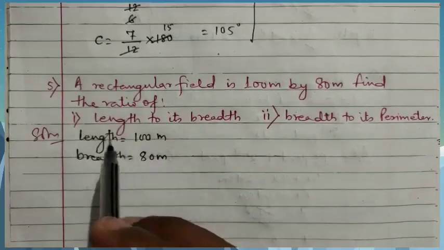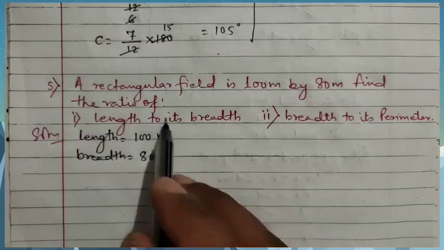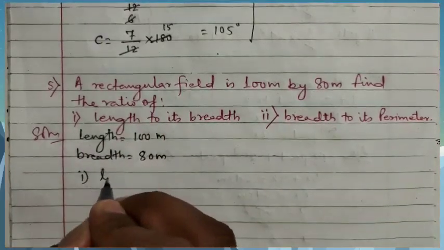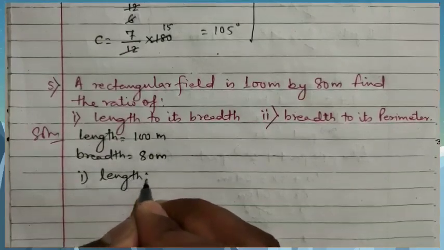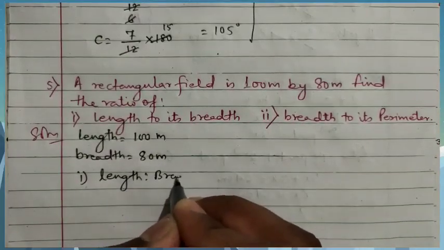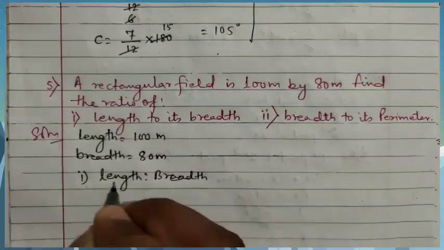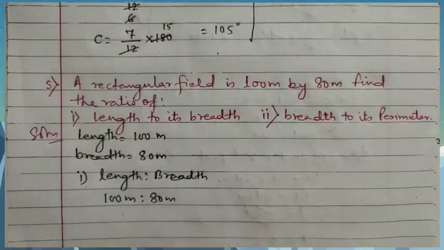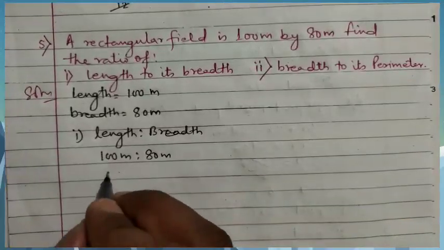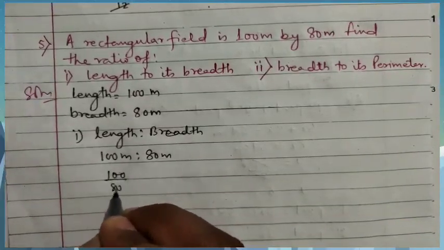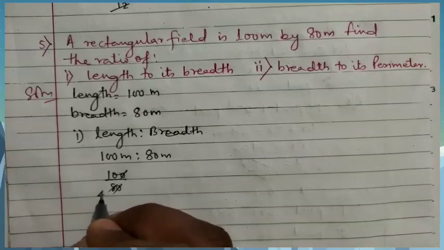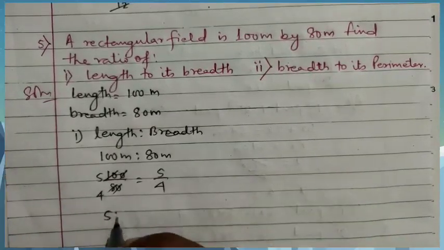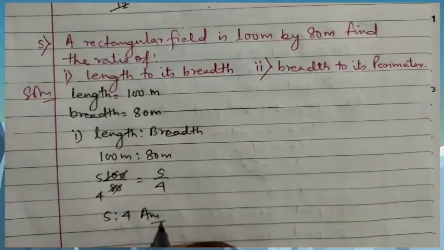Now the very first question is asking for the ratio of length to breadth. The value of length is 100 meter, ratio 80 meter. Now we can reduce it to the simplest form. We can write it as 100 by 80, 0 and 0 cancel, 2 fours are 8, 2 fives are 10. We have got 5 by 4. That is, the answer will be 5:4. This will be the answer.